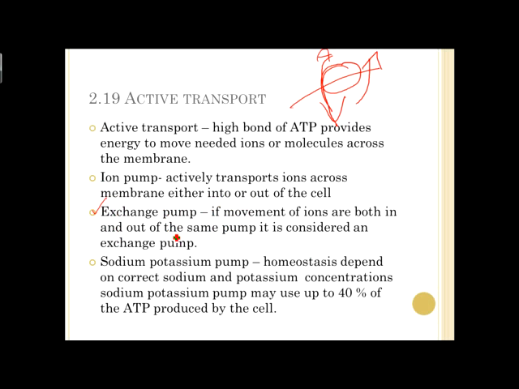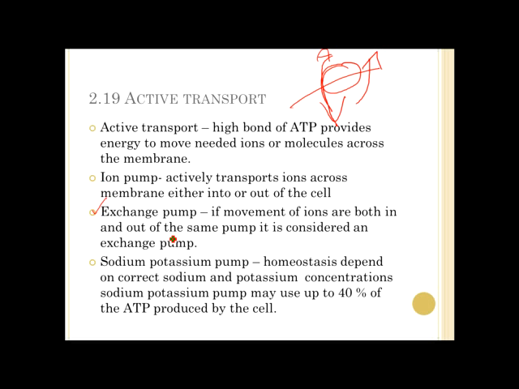Term 2, ion pump: actively transports ions across the membrane either into or out of the cell. And this is kind of setting us up for the next term, which is exchange pump. If the movement of ions is both in and out of the same pump, it is considered an exchange pump. And an example of an exchange pump is a sodium-potassium pump.